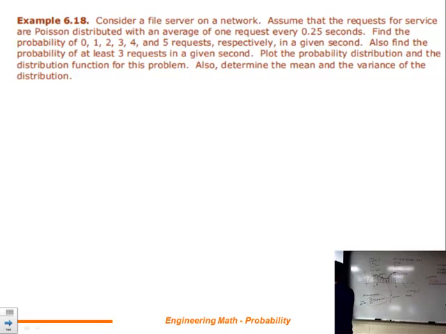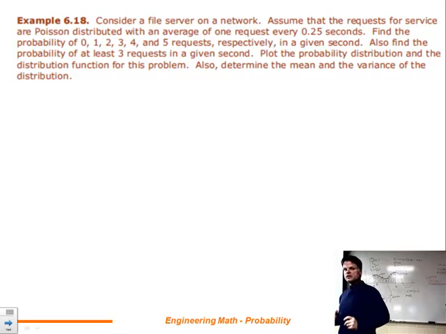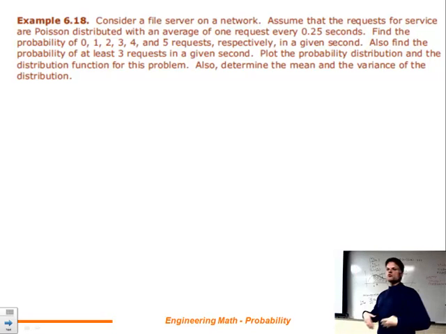So let's do an example. Consider a file server on the network. Assume that requests for service are Poisson distributed, so the number of requests in any given time interval is going to be Poisson distributed, with an average of one request every 0.25 seconds. So on average, one request comes in every quarter second. That's 4 requests per second.